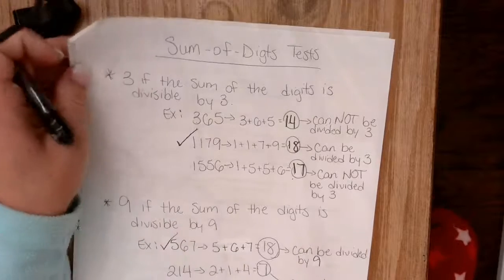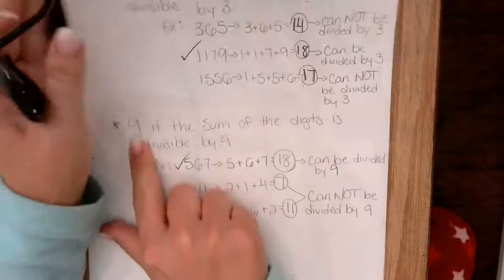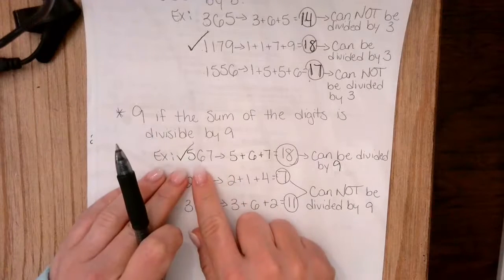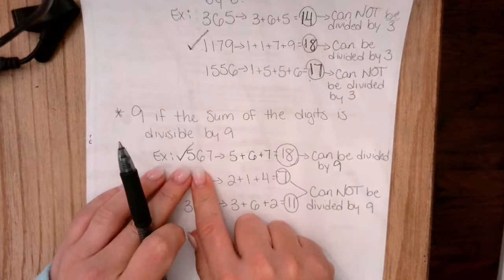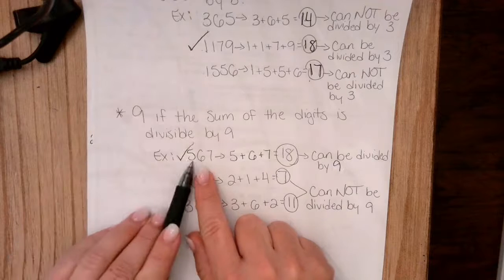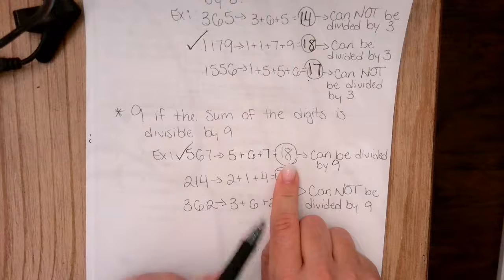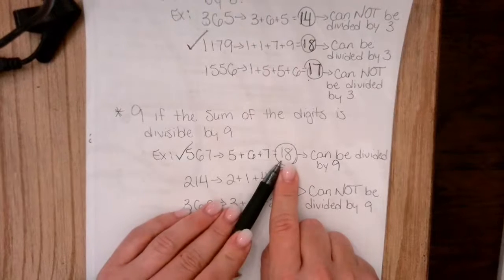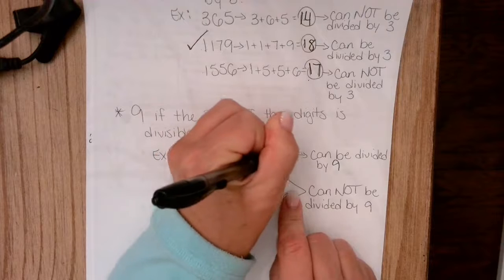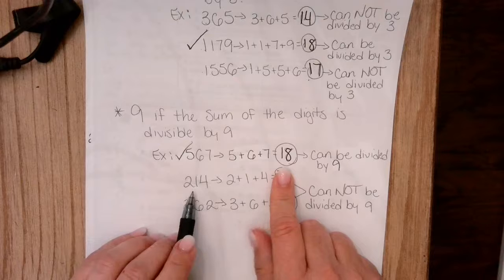The next sum of digits shortcut is with the number 9. So I can do the same type thing to figure out if a number is divisible by 9 or not. So I'm going to do the same thing I did up here. I'm going to add 5 plus 6 plus 7, and I get 18. Okay, so 18 is divisible by 9 because it can be divided up by 9 without a remainder. So I put a check mark beside of that.